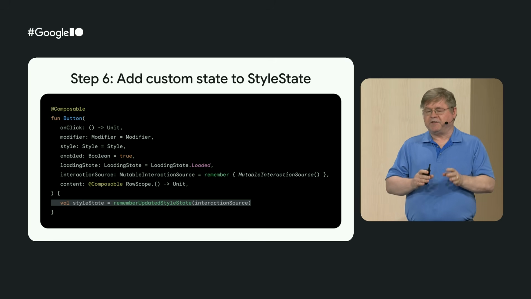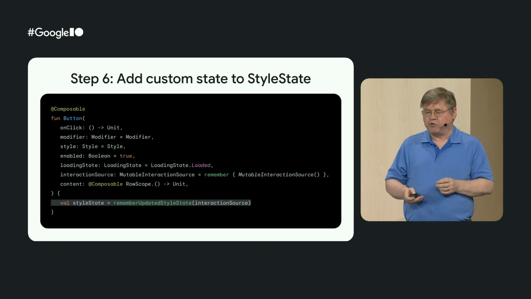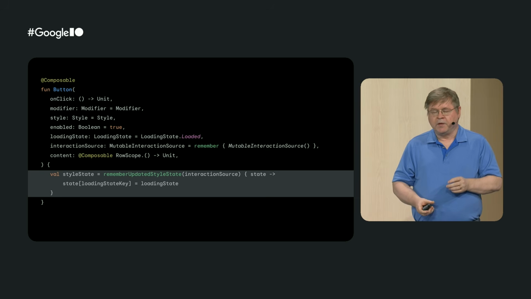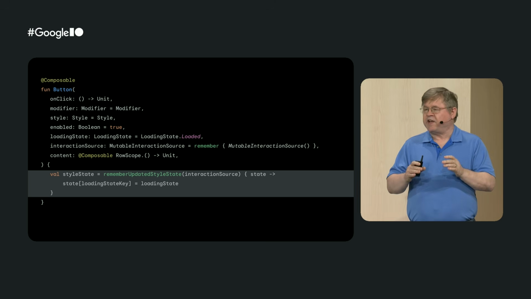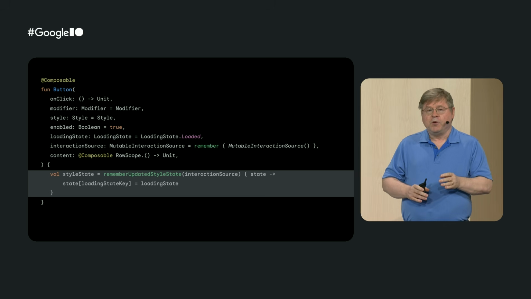Next, we need to update the style state with the loading state. This is done in the same expression that creates the style state. The remember updated style state takes a trailing lambda, which is called whenever the button is recomposed. We use the loading state key to record the loading state into the style state.